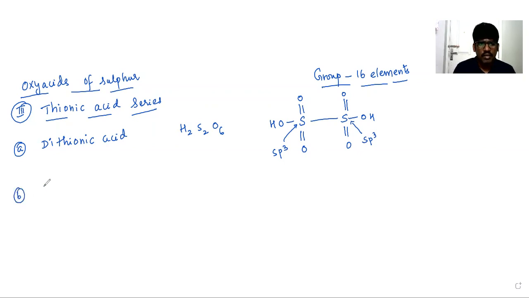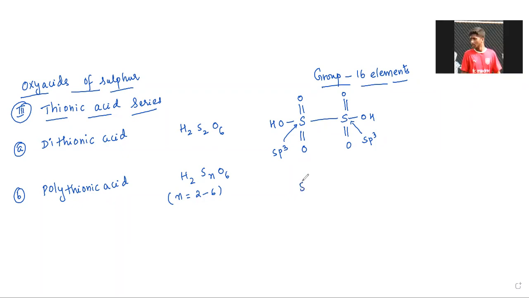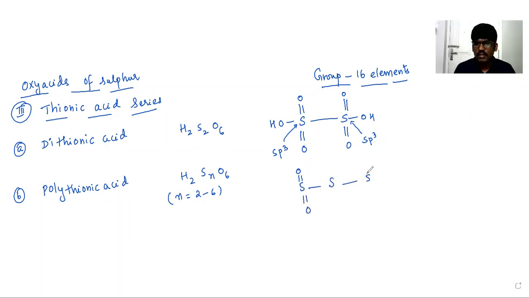And another one we have is polythionic acid. The general formula is H2SnO6. So instead of writing S2 or S3, whatever it may be, that n we can write as Sn. That n may be equal to 2 to 6. So even dithionic acid can be considered as polythionic acid. So we can give it as S double bond O. In between you will have sulfur.